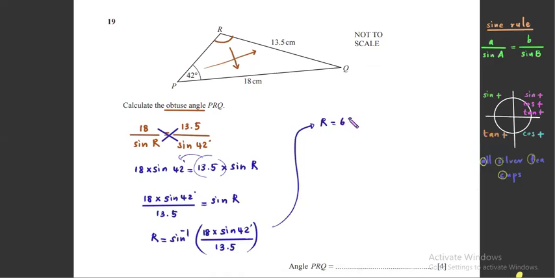So this 63.15 is an acute angle, but the question clearly states that we are supposed to calculate the obtuse angle. So here, the rule that we used was the sine rule.